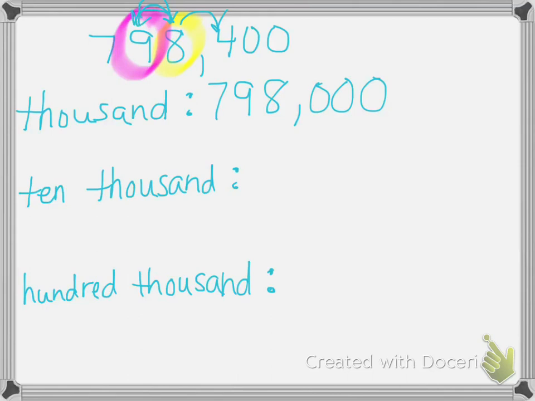But wait a second here. I can't go higher than 9. So if I have 79 10,000ths, what's one more than 79? 79, 80. So I would have 80 10,000ths, or 800 thousandths. So it gets a little tricky when you get 9s in there, but you just have to think, okay, if I have 79,000, what's one more? You guys know how to count up from 79, 79, 80.